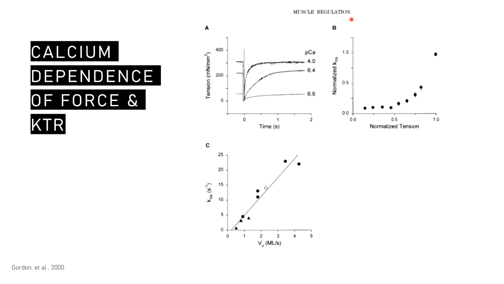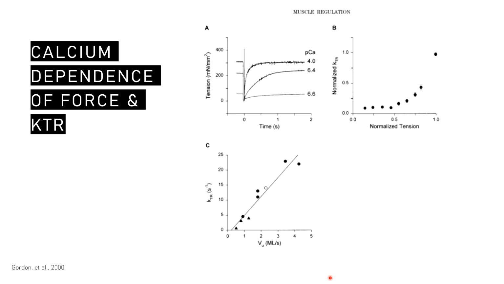Panel B, shown here, plots normalized KTR versus normalized tension, which is on the x-axis. The steep nonlinear rise reflects cooperative activation. Once part of the filament activates, neighboring regulatory units become easier to activate.